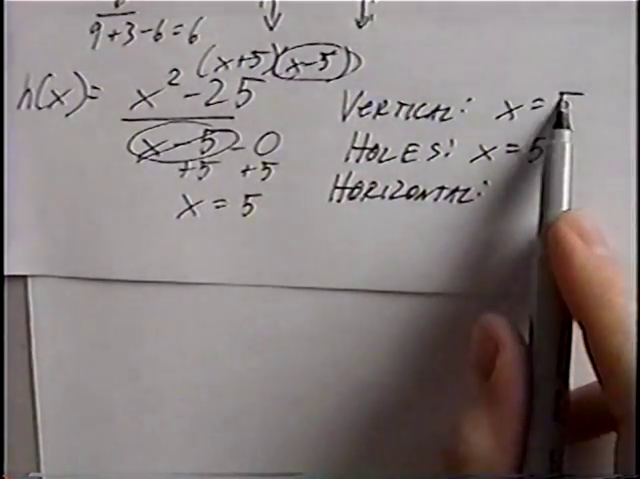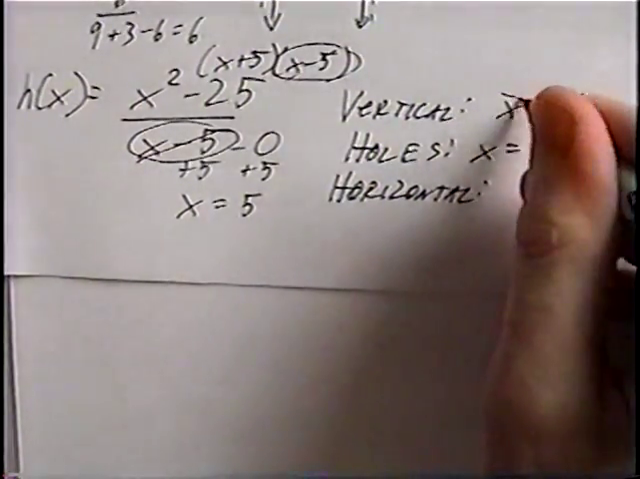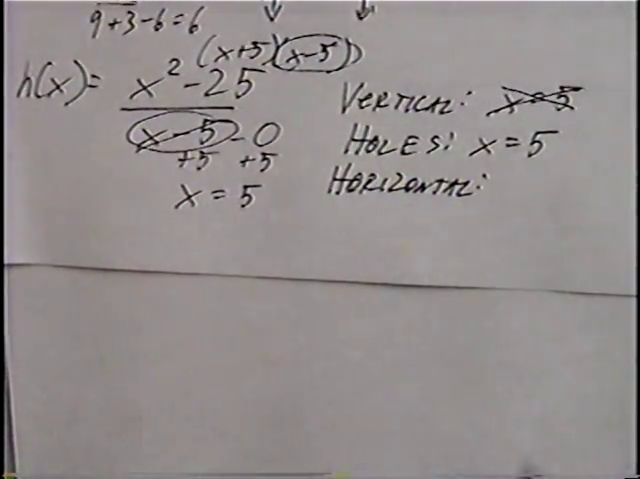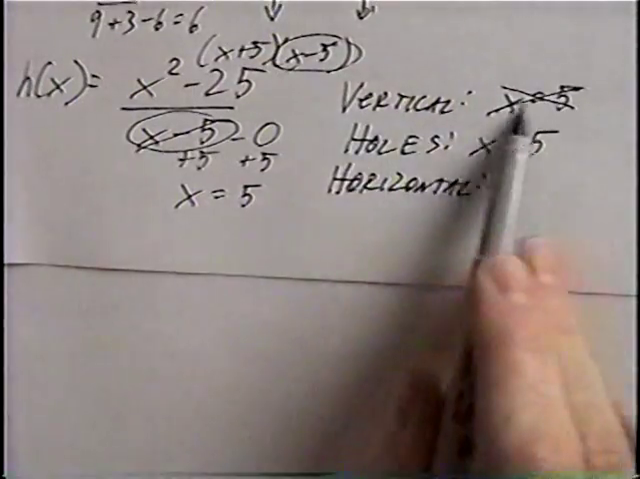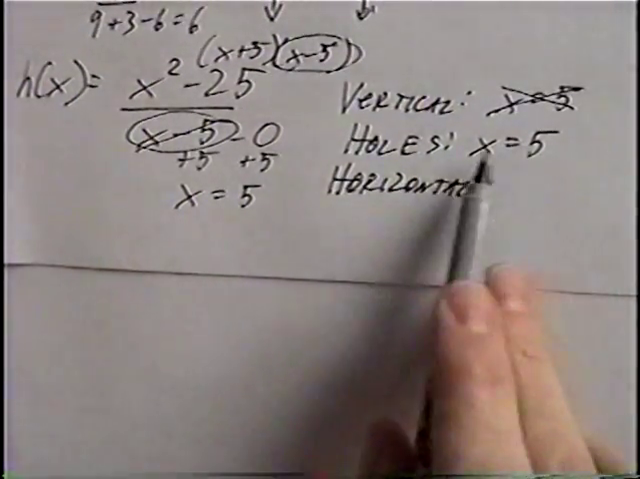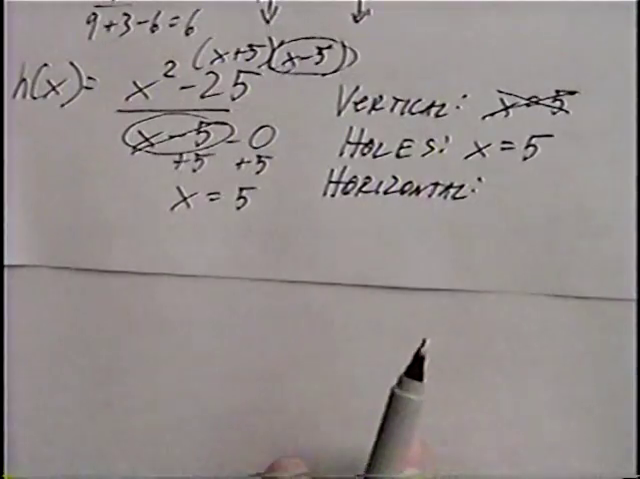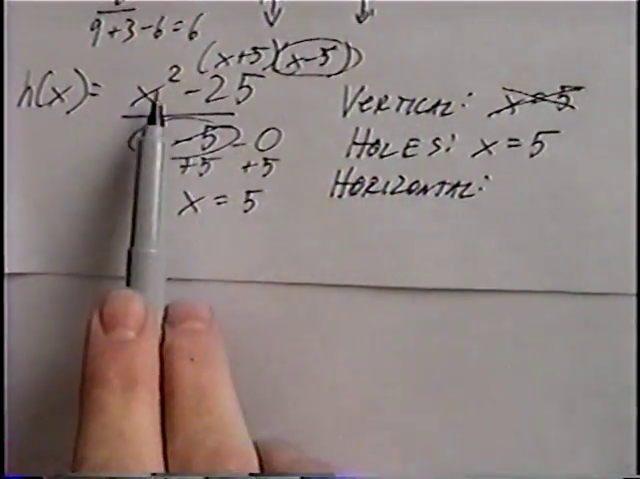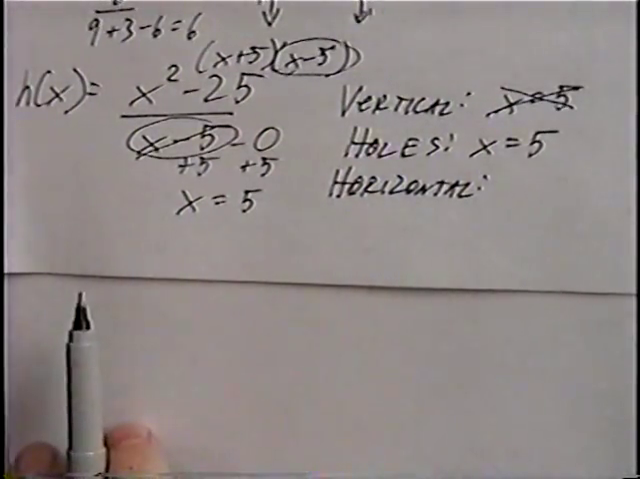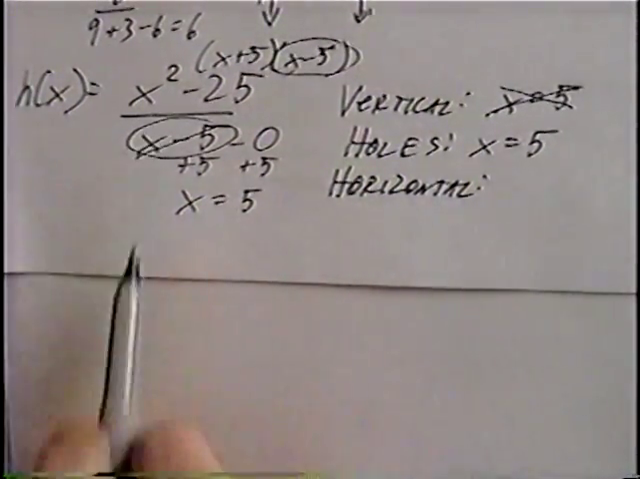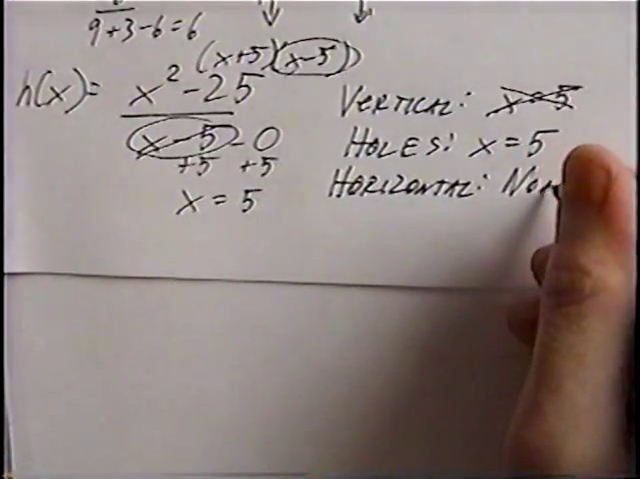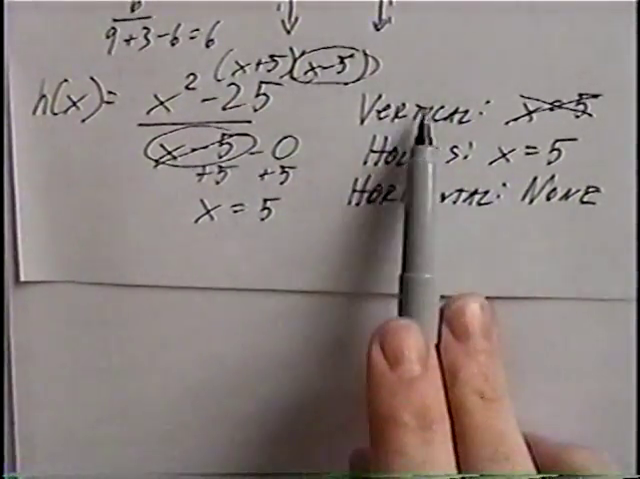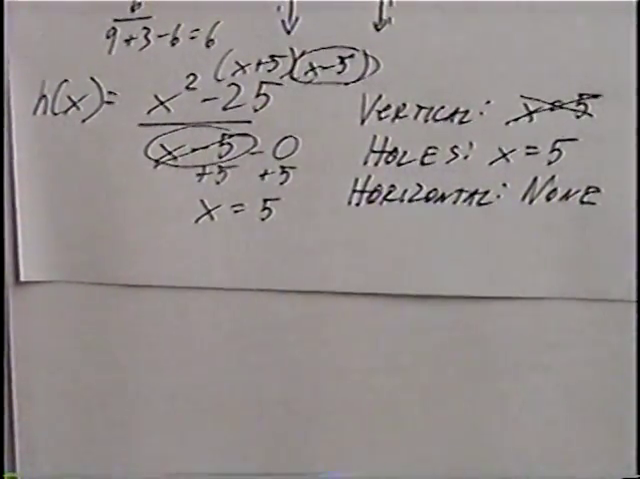Like before, if you have the same vertical and hole, you can cross off the vertical, since you'll be graphing the same number. Since there's only one vertical and we crossed it off, there's actually no vertical asymptotes for this graph. There's a hole, and for the horizontal, you look at the degree of the original problem, x squared over x. The numerator has a higher degree. Looking back at the definition, if the numerator is higher, then there is no horizontal. So for this graph, we have no vertical, no horizontal, and we only have a hole.